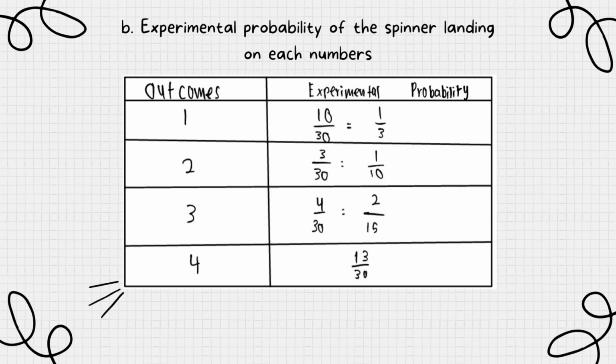Experimental probability of the spinner landing on each number. So there are 4 outcomes, and for number 1, the experimental probability is 10 over 30, which becomes 1 over 3. And for number 2, 3 over 30 becomes 1 over 10, and 4 over 30 becomes 2 over 15. We simplify all of that, and for 4 it is 13 over 30.